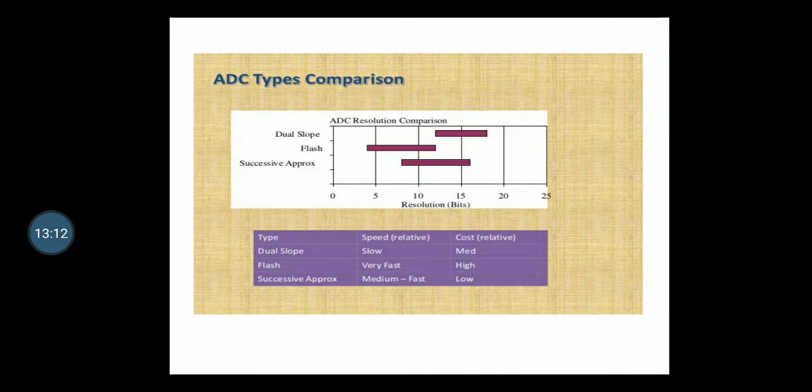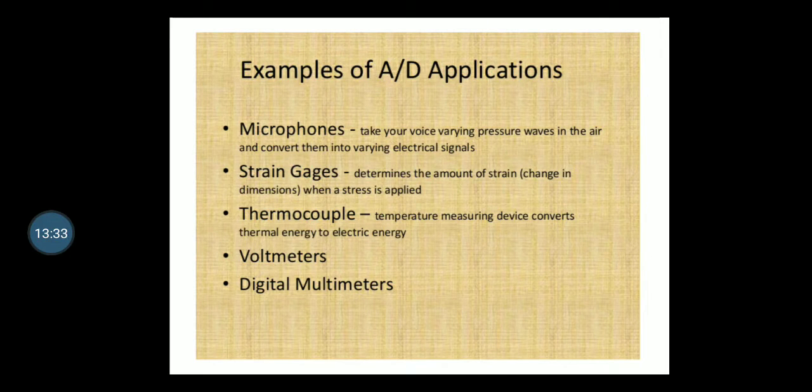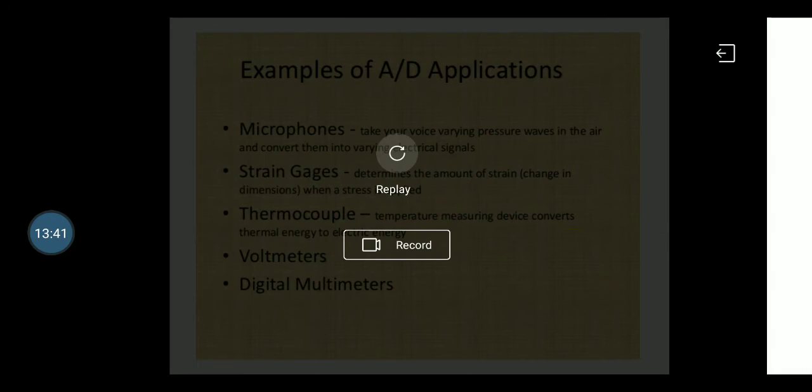These are the comparisons between the three types of ADC. For a dual slope ADC, speed and cost are slow and medium. For a flash type, very fast and high. For successive approximation, it is moderate between the two. Examples of AD conversions include microphones, strain gauges, thermocouples, voltmeters and digital multimeters.